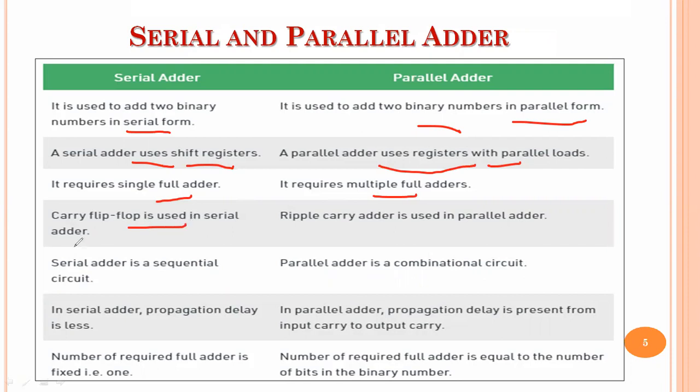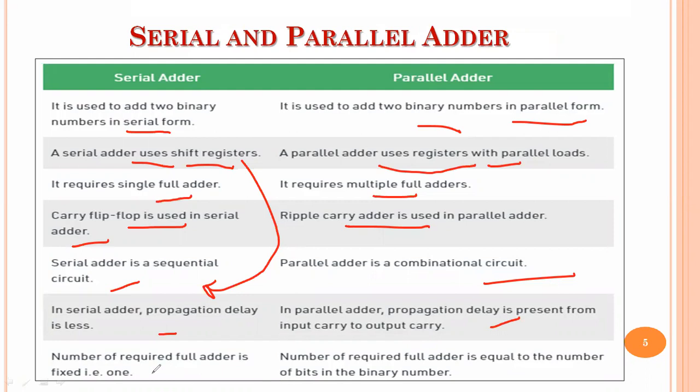A carry flip-flop is used in serial adder, whereas ripple carry is used in parallel adder, in which the carry is supplied to the other full adders. The serial adder is a sequential circuit due to the shift register, whereas parallel adder is a combinational circuit because no shift register is used. In serial adder, propagation delay is less, whereas in parallel adder propagation delay is present due to the input carry to the output carry, because the carry of one adder will act as input to the other adder.